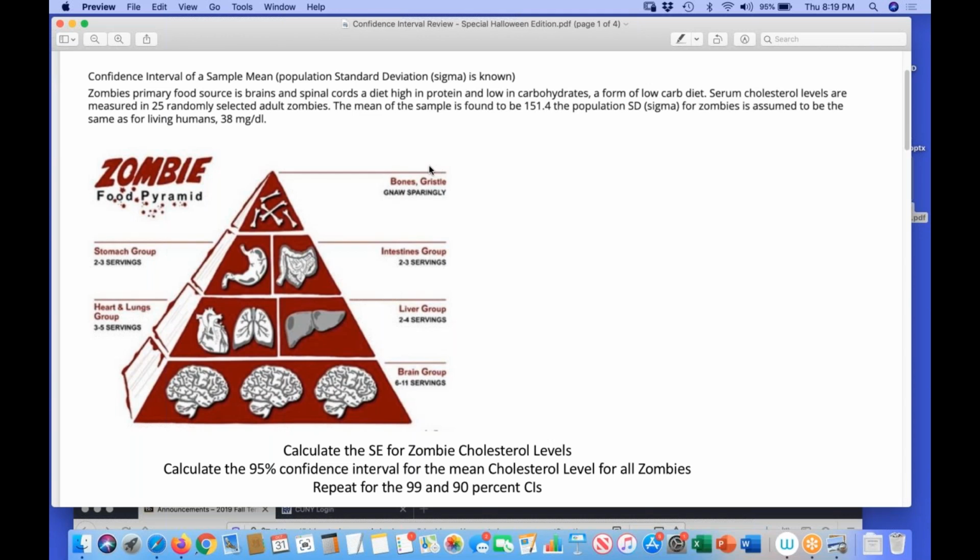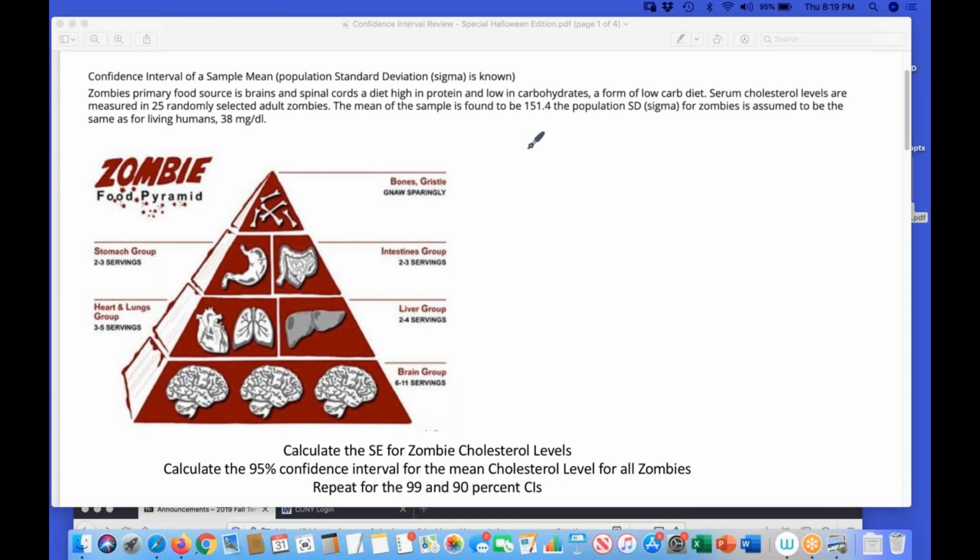So okay, let's see what we know here. What we know, what we don't know. Okay, so for starters, 151.4. What is that? Is that mu or X bar? X bar, right? That's right, because it's a statistic. And what about 38? That's sigma. That's a parameter. Normally we don't know this kind of stuff, but as it happens, we do know it in this particular case.